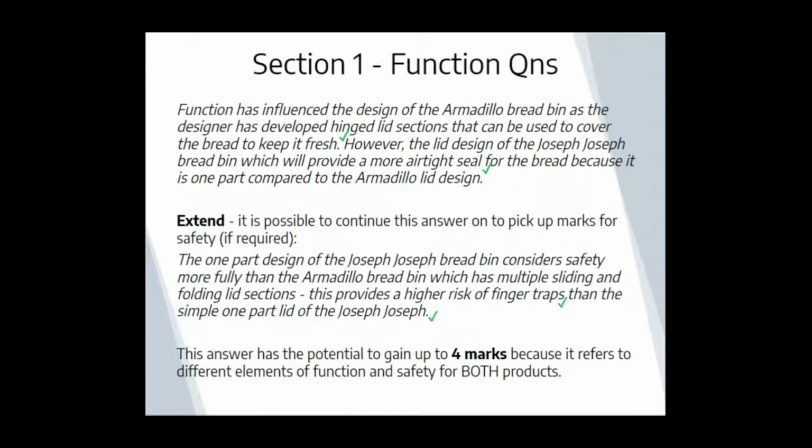To extend this, if you needed to pick up marks for safety, you could then add on something about the part of the design of the Joseph bread bin considering safety more fully than the armadillo bread bin, because the armadillo bread bin has multiple sliding folding lid sections, and that provides a higher risk of finger traps than the simple one-part lid design of the Joseph. That answer, tagged on to the original answer about functional aspects, has the potential to gain up to 4 marks because again you're referring to different elements of function and safety for both products.